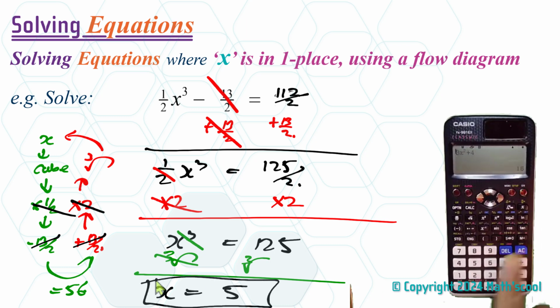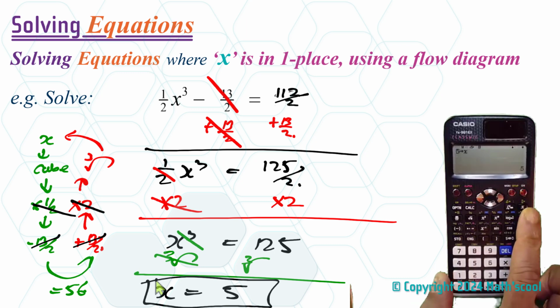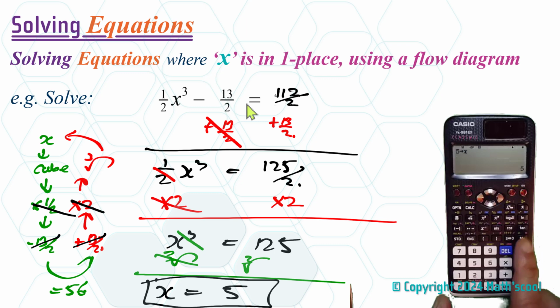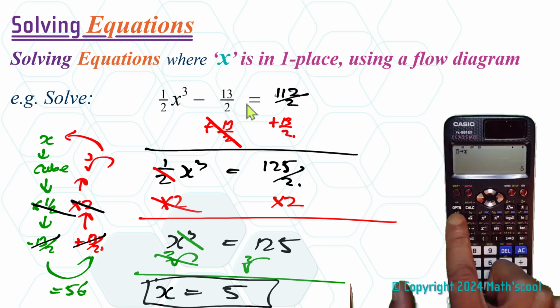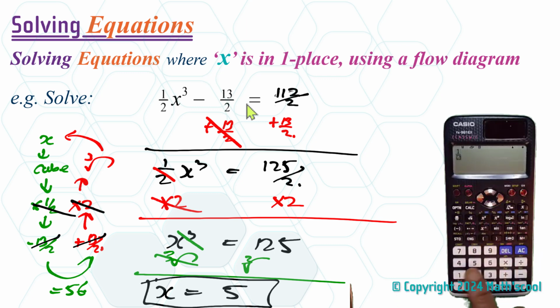Let's check it. 5 store as x. And then I'm just going to type in the left hand side of that equation. So that's fraction 1 over 2 x to the power 3 minus fraction 13 over 2. Did I store x as 5? I don't think I did. I did, yeah. 56. Okay.